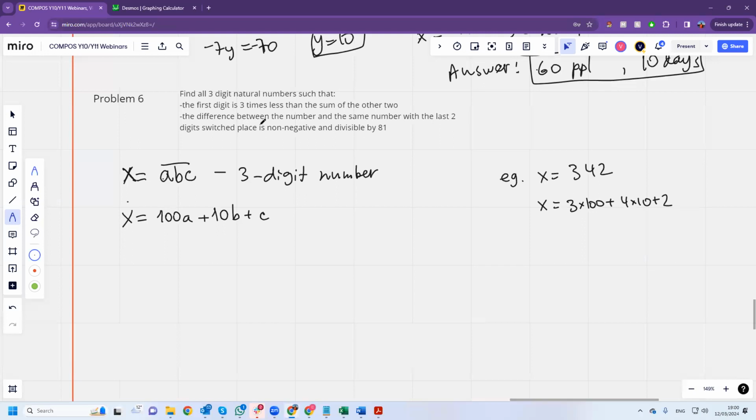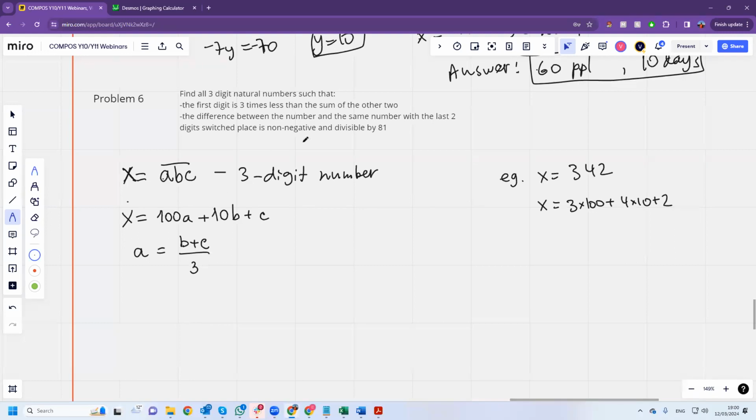The first digit is 3 times less than the sum of the other two. The first digit, so A, is 3 times less than the sum of the other two. So A is B plus C divided by 3.